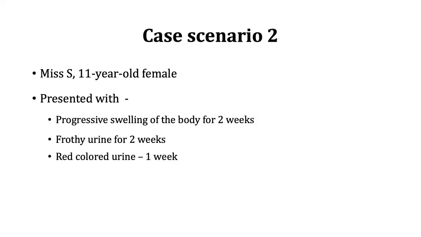Coming to case 2, we have Miss S, who is an 11-year-old female. She presented with complaints of progressive swelling of body for the past 2 weeks, frothy urine for the past 2 weeks, and red-colored urine for 1 week duration.